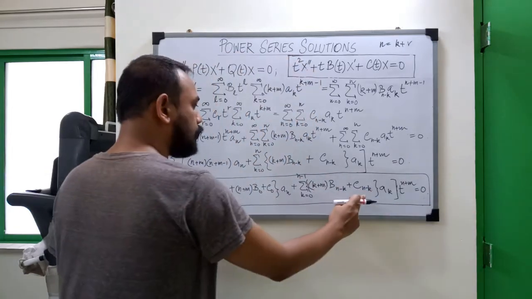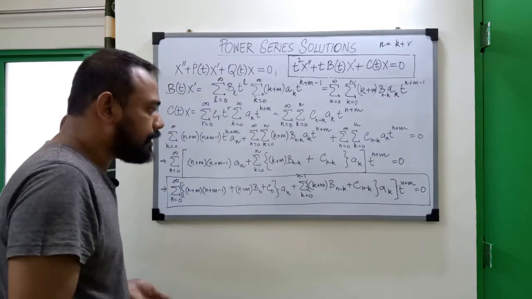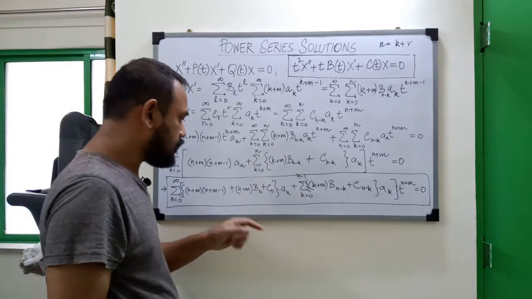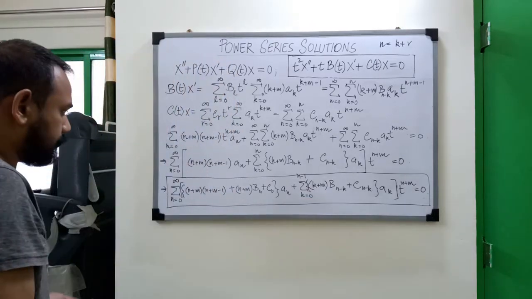So each of these coefficients can be equated to 0, and from there we will get many equations from which we can work out m and the a_k's, and that's what we are going to do.